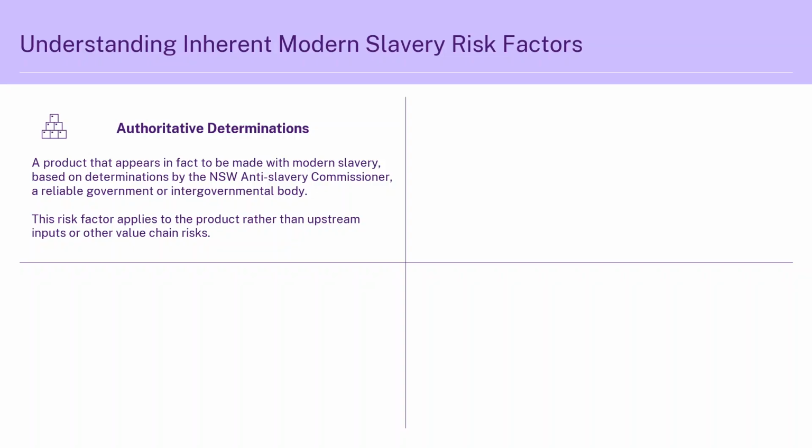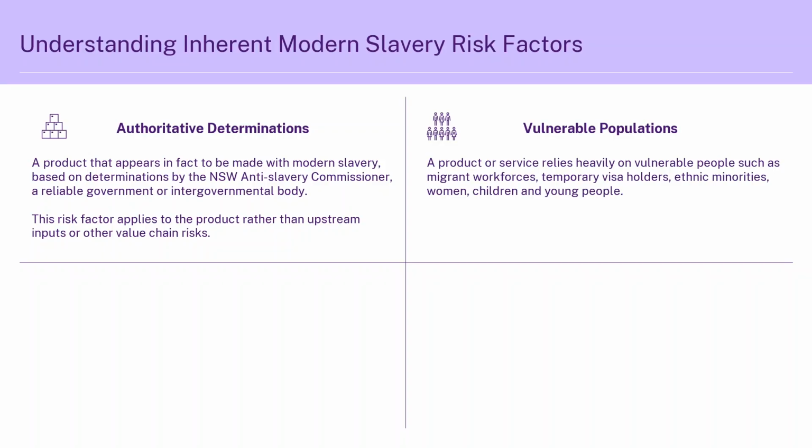The vulnerable populations risk factor is triggered when a product or service relies heavily on vulnerable groups such as migrant workers, temporary visa holders, ethnic minorities, women, children, and young people. These groups are more likely to be exposed to harm and often unable to enforce their rights in exploitative situations.